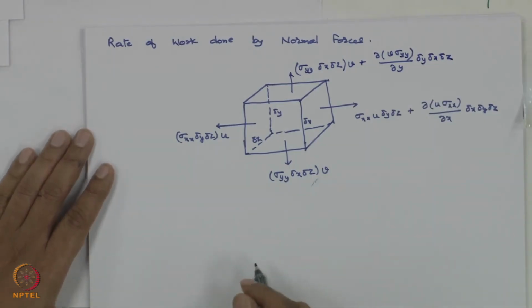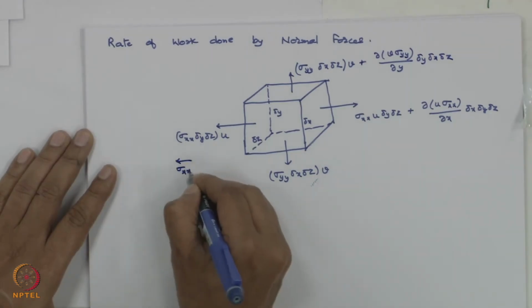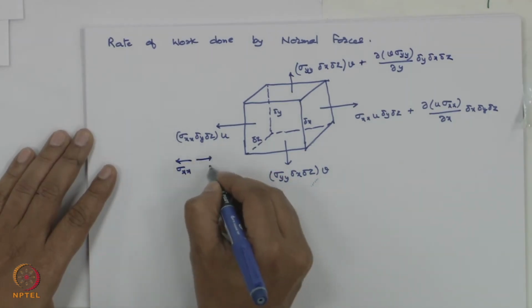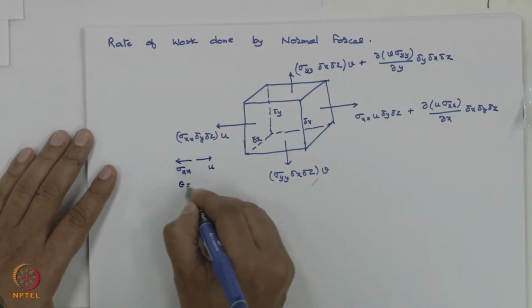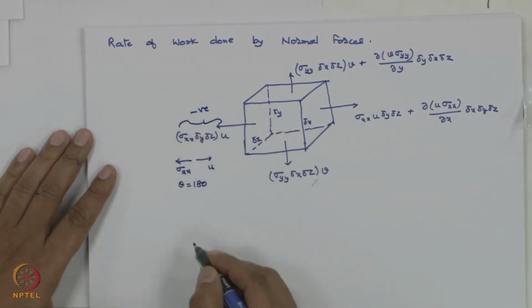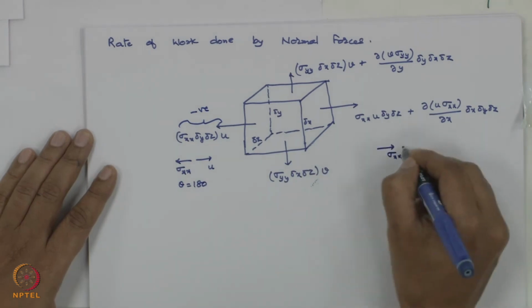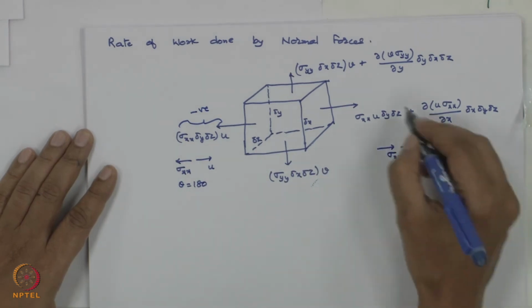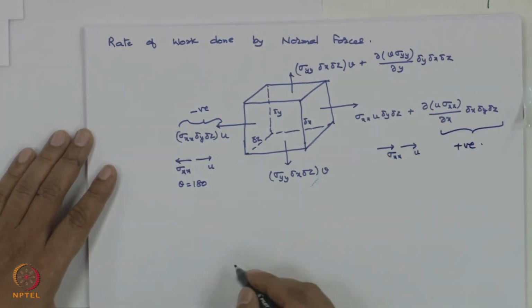Again, same fundamental idea we have. You see sigma xx is in this direction and u is in this direction. So theta is 180, so cos theta would be negative. So this term would be negative. Similarly here, sigma xx is in this direction, u is in this direction, theta is 0. So this term would be positive.